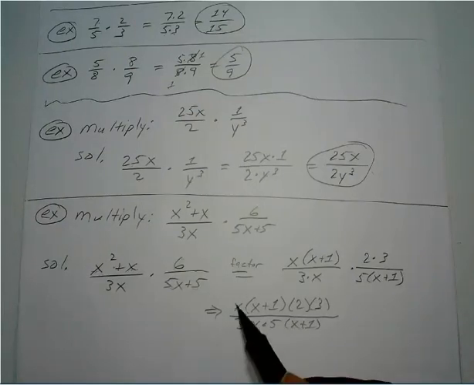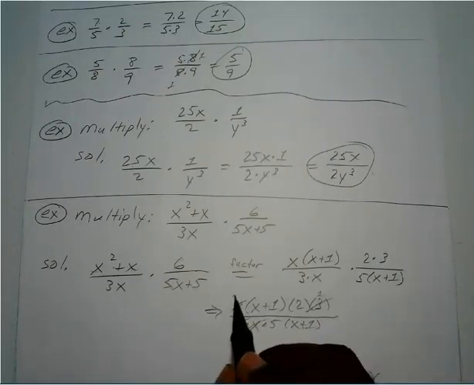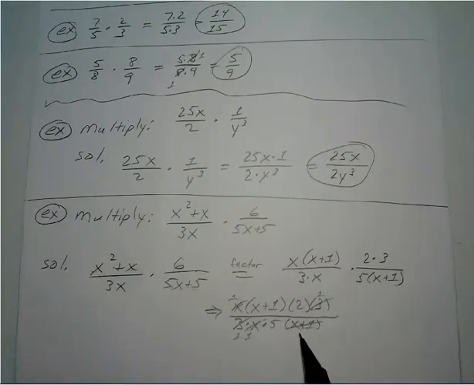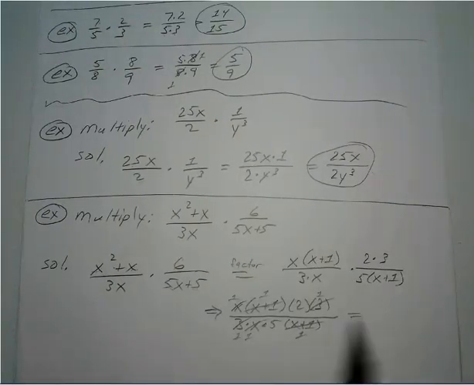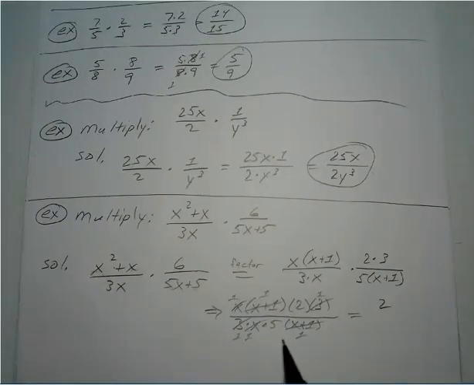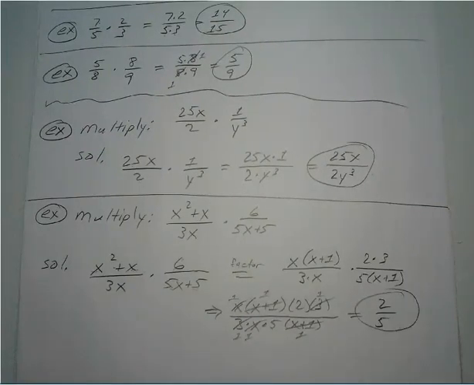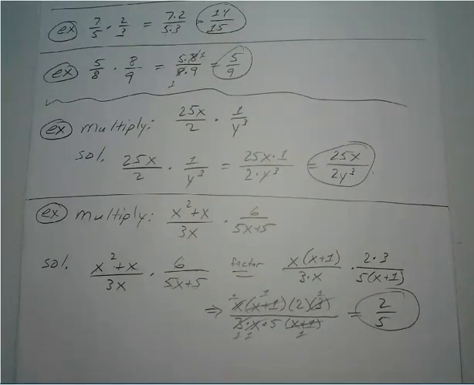Okay, so now we can start canceling out, because you see this x cancels out with this x. This 3 cancels out with this 3. It's just replaced with 1s. And this x plus 1 cancels out with this x plus 1. Okay. So the only thing left up top that didn't cancel out is the 2. And the only thing in the denominator that didn't cancel out is the 5. Okay, so that's your final answer for that.